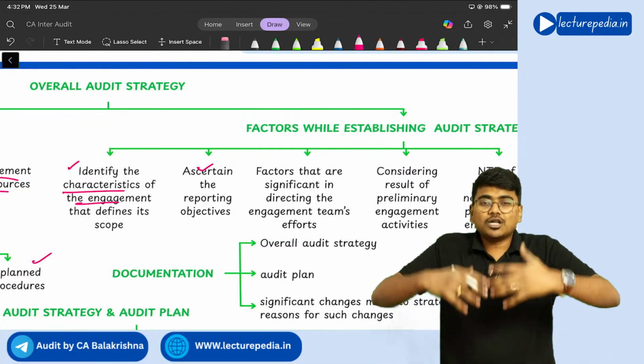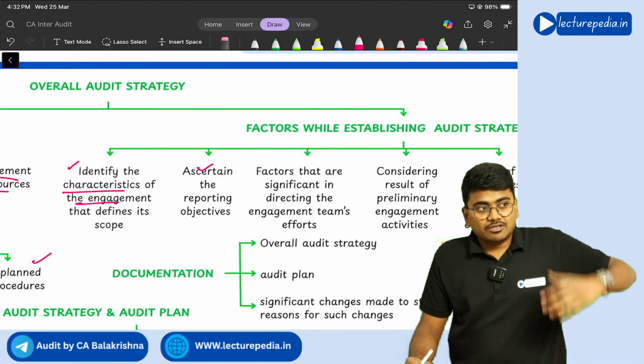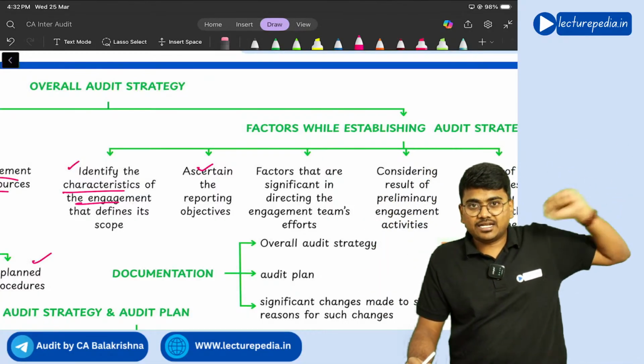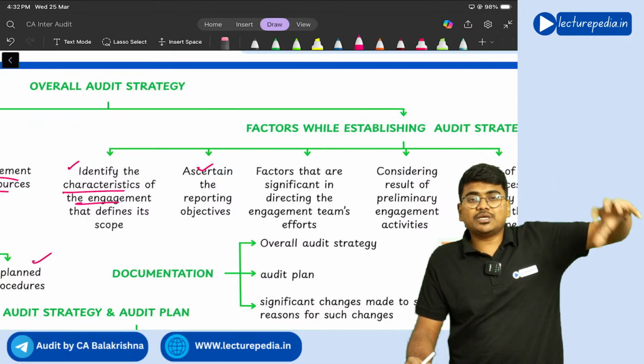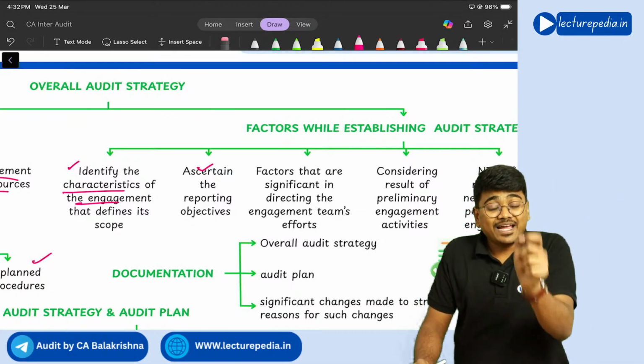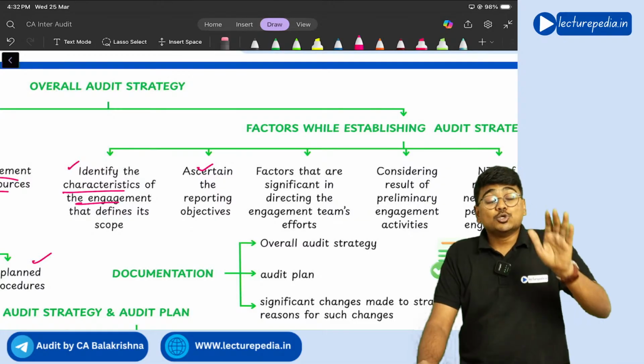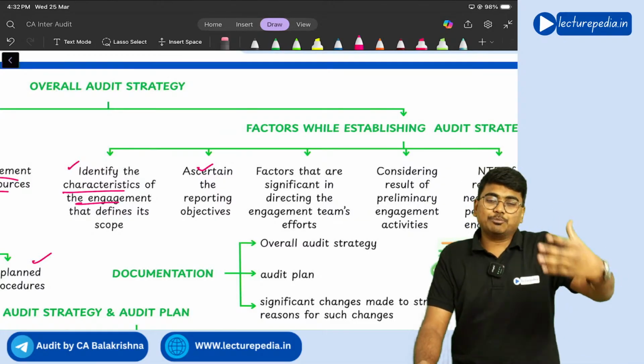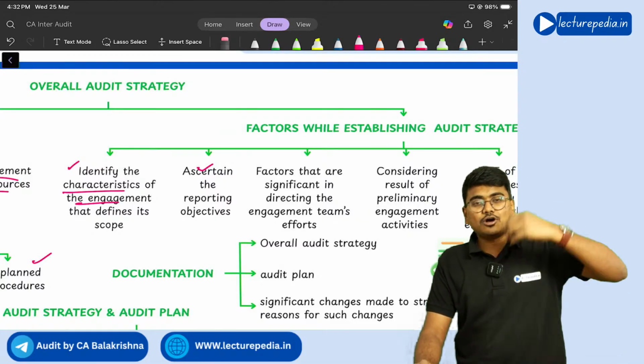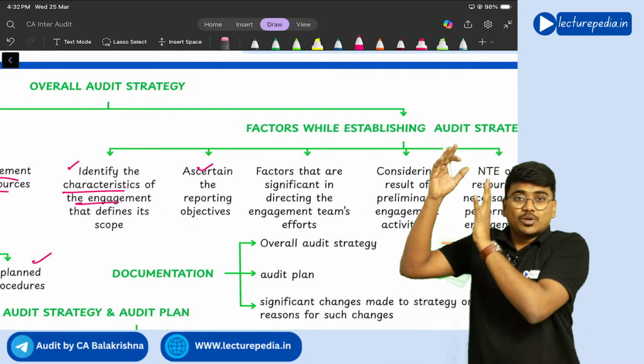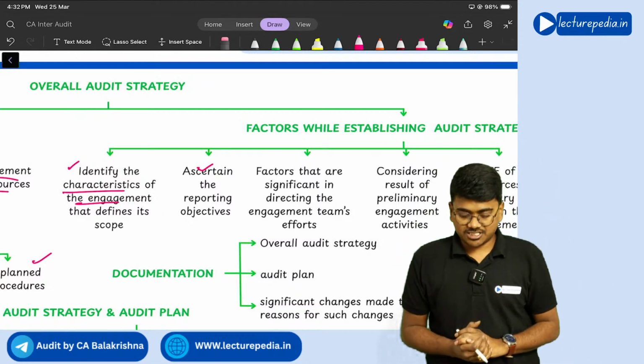So if more reporting objectives are there, your strategy will be more detailed, correct or not? More things should be included in the strategy. So while developing audit strategy, you should consider what are your reporting objectives. Based on your reporting objectives, you will develop your audit strategy.